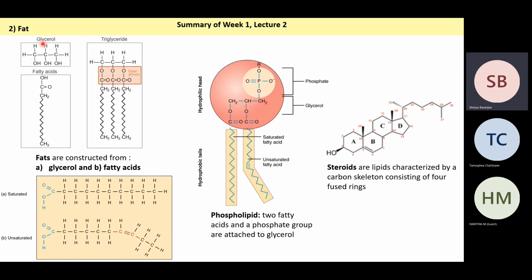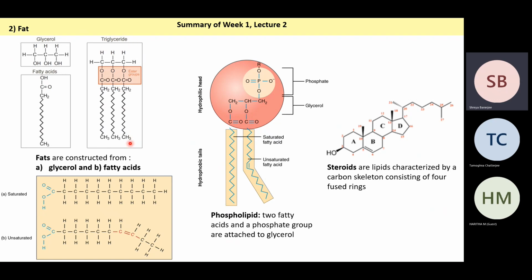The second biological macromolecule is fat. So fat is mainly made up of glycerol, which has 3 OH groups, and fatty acids, which have a long aliphatic chain and a carboxylic acid group at the end. So these combine through an esterification reaction to form an ester bond. So if you have the glycerol and 3 fatty acids connected through ester bonds, this is called a triglyceride.